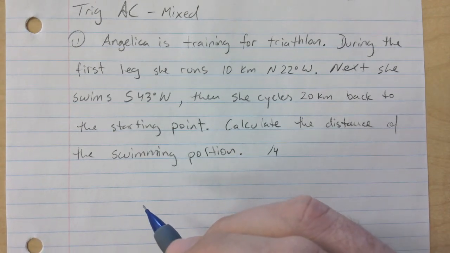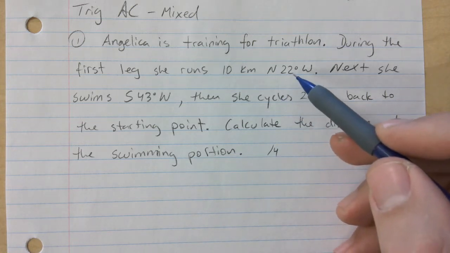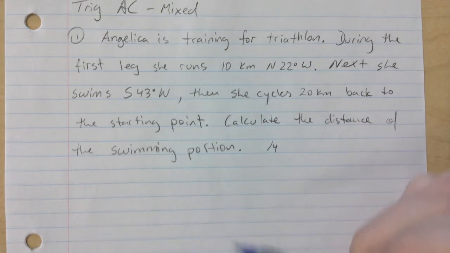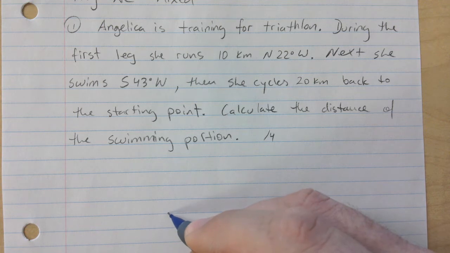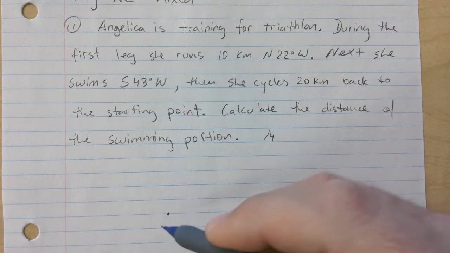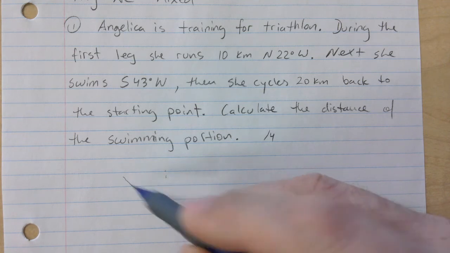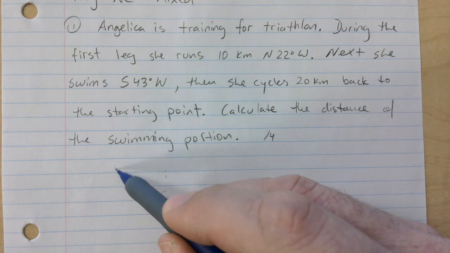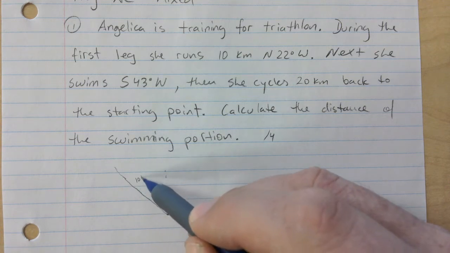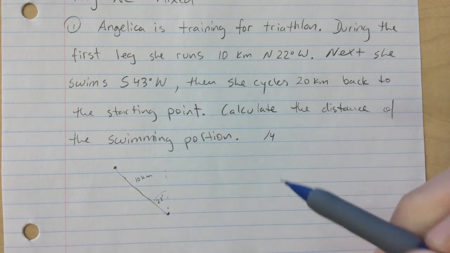Okay. Angelica's training for a triathlon. During the first leg, she runs 10 kilometers north 22 west. So I'm going to go northwest. I'm going to start somewhere over here. So that's north, 22 west. The 22 degree is here for 10 kilometers, right? And then I get to that point.